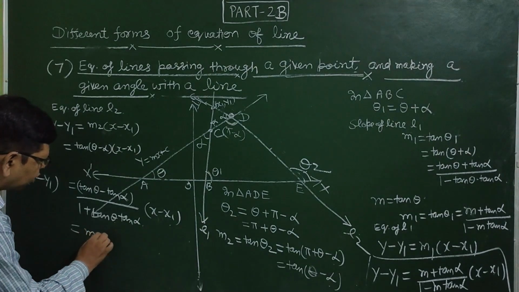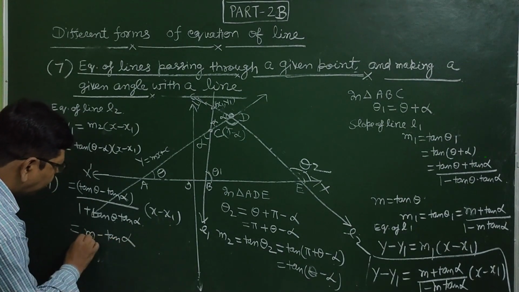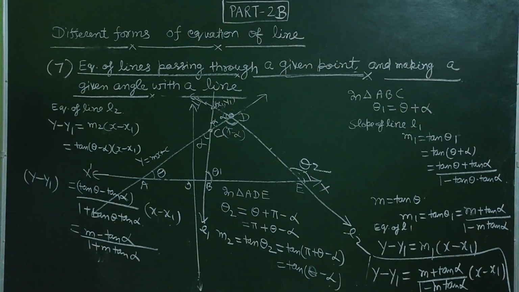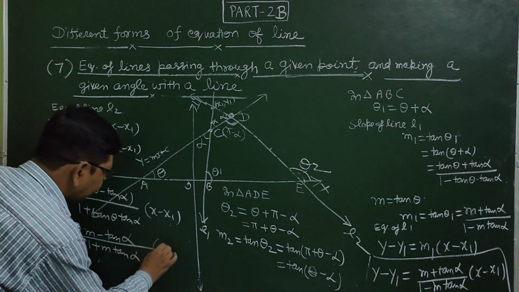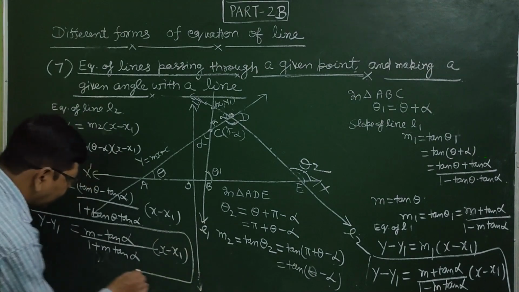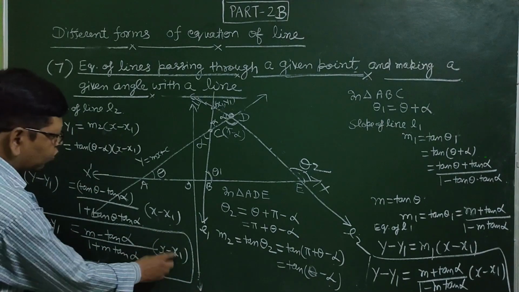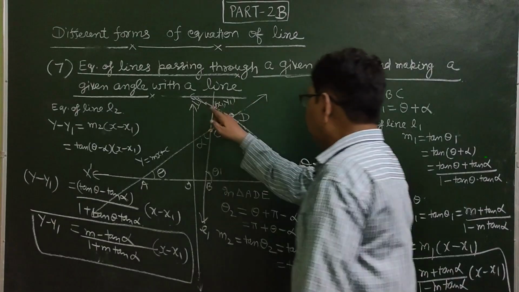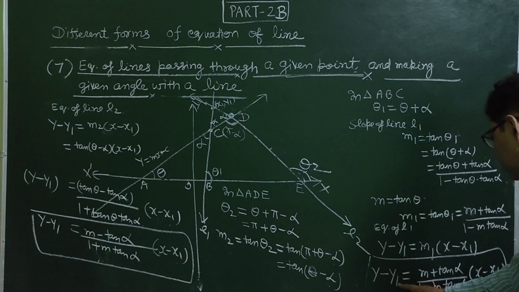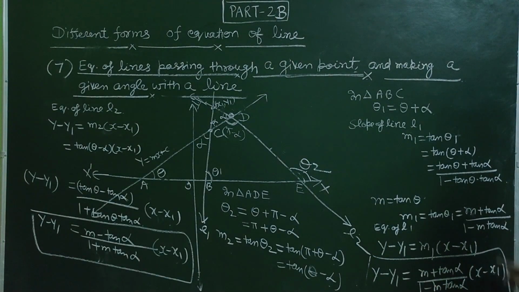So we can write this as m minus tan alpha upon 1 plus m tan alpha into x minus x1. So y minus y1 is equal to m minus tan alpha upon 1 plus m tan alpha into x minus x1 is the equation of line L2. We have already calculated the equation of line L1, which is y minus y1 is equal to m plus tan alpha upon 1 minus m tan alpha into x minus x1.